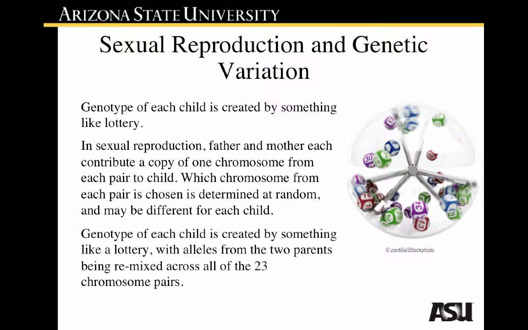The genotype of each child is created by something like a lottery. So during sexual reproduction, the father and the mother, of course, each contribute a copy of one chromosome from each pair to a child. Which chromosome from each pair is chosen is really determined at random and can be different for each child. So the genotype of each child is created by something like a lottery, with alleles from two parents being remixed across all of the 23 chromosome pairs.